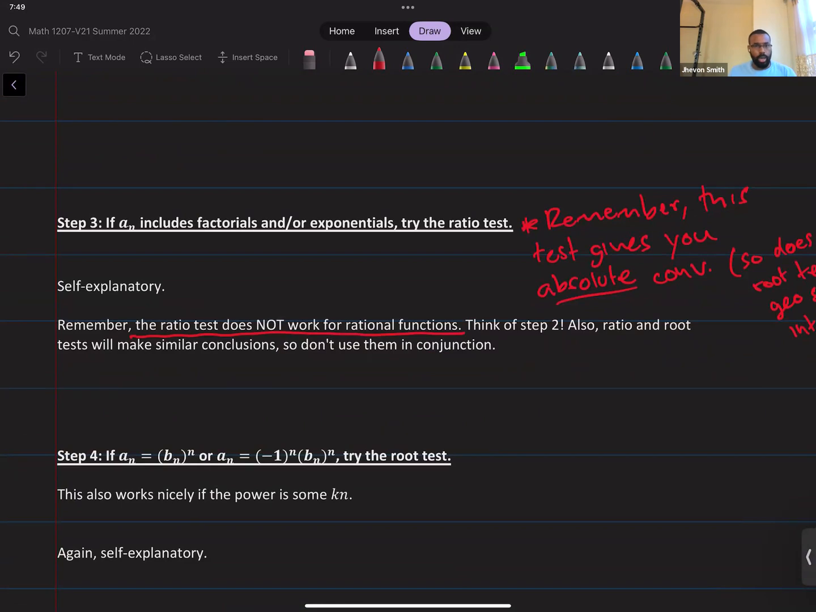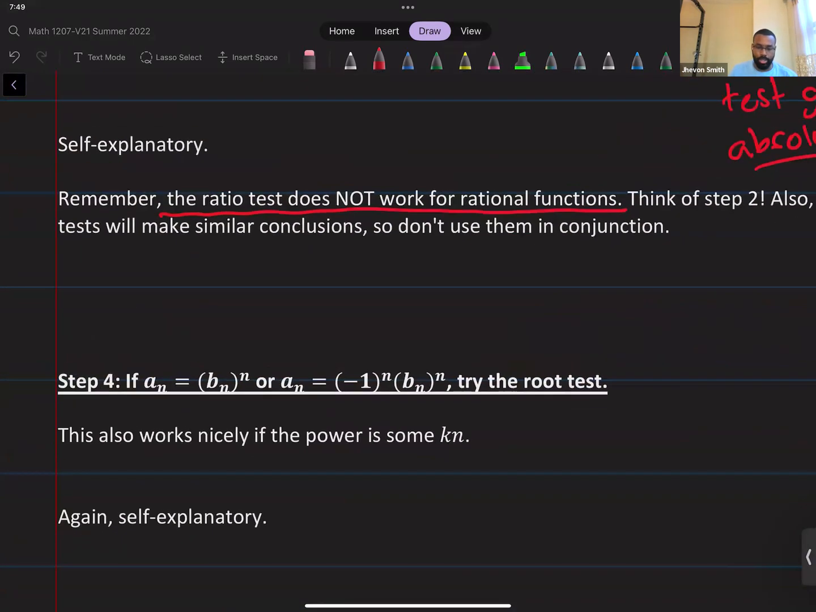Yeah, so if something has powers, like you have a sequence term where it's raised to the nth power, it might be alternating and also raised to the nth power. But anything raised to the power of n, or raised to something like a constant times the power of n, then the root test would be a good test to use. And that's sort of self-explanatory. I don't really have to go into that.